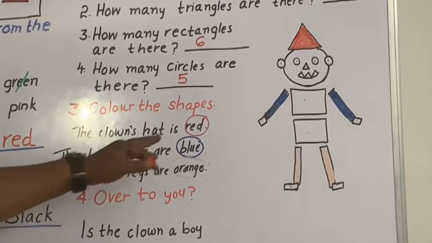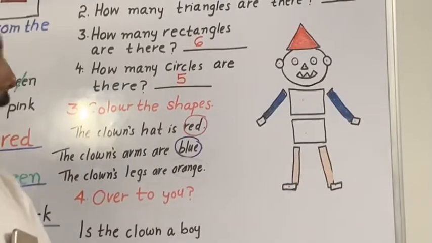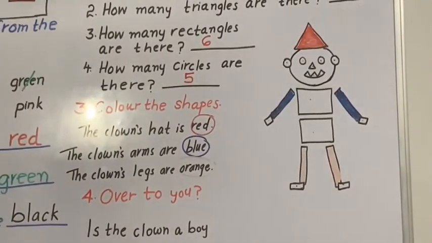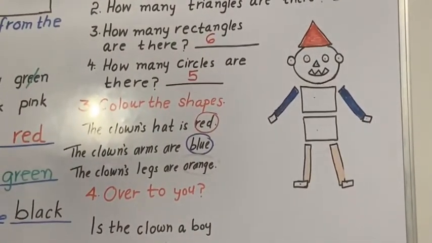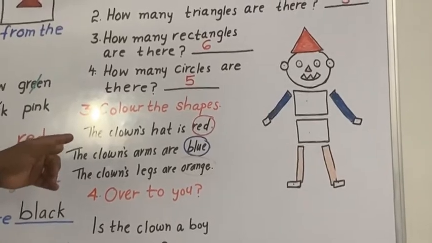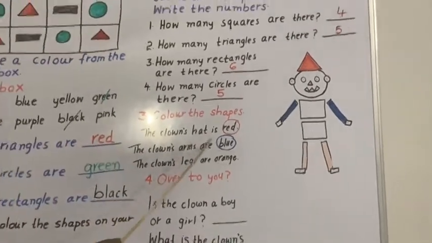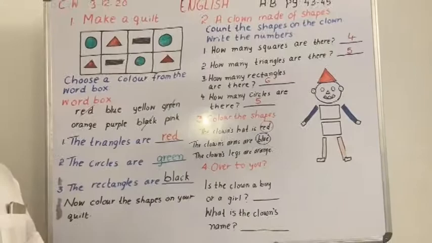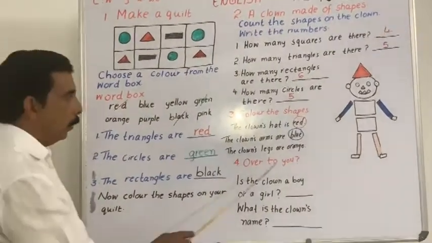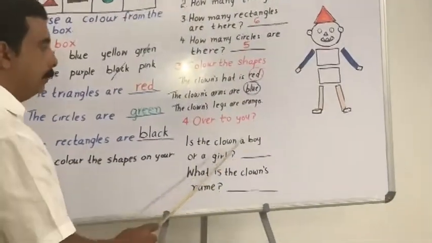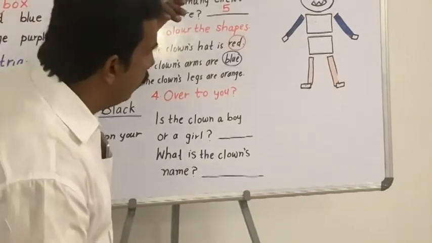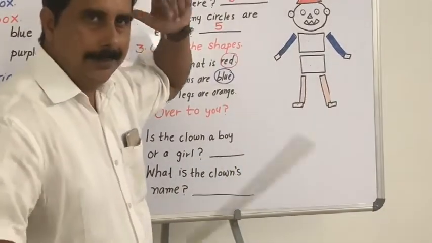So, arms blue, legs orange. Enough. Okay. You can color it in a different way, but follow the instructions. Take only red, blue and orange. Now comes a question to you. Is the clown a boy or a girl? Look very well. The clown is a girl.